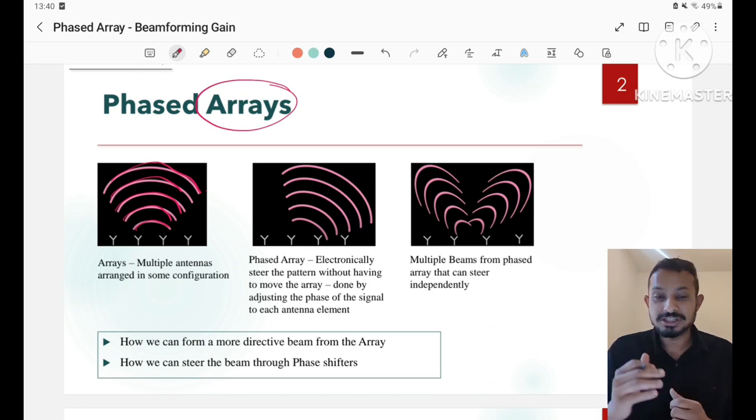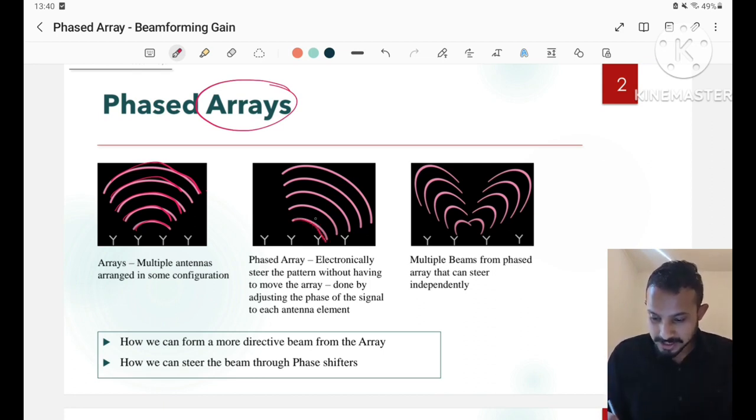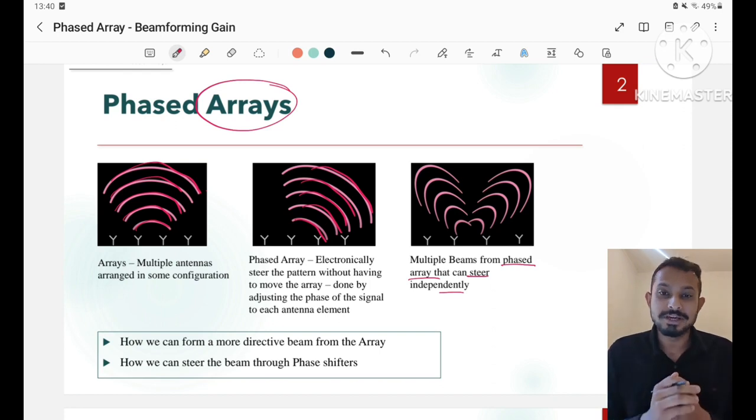This is done by adjusting the phase of the antenna elements. Like this, we are steering the beam towards a specific direction. A phased array can also be used to generate multiple beams that can steer independently from each other. So we can form multiple beams from the phased array.